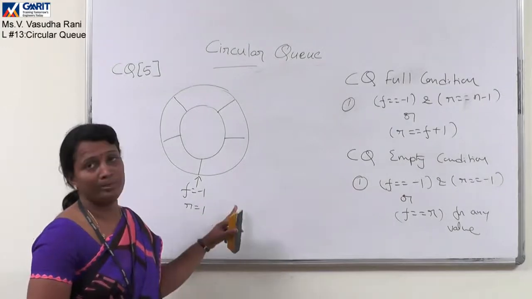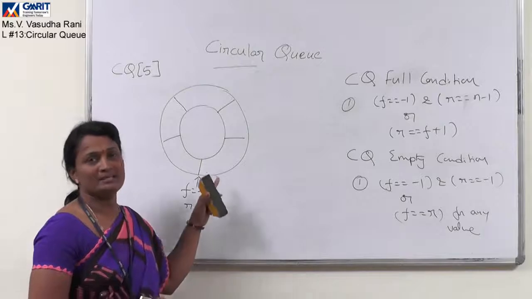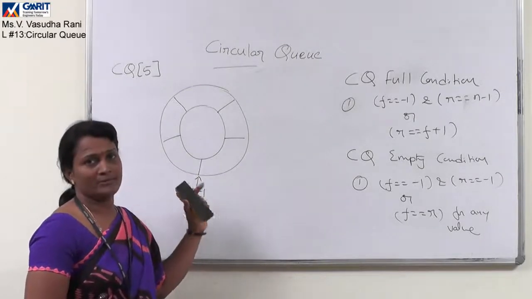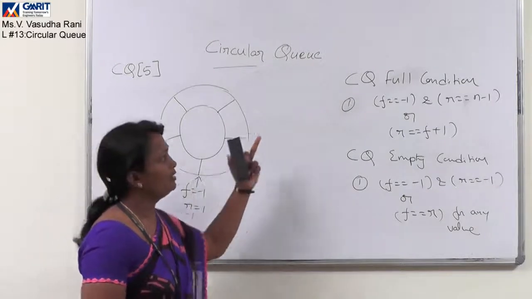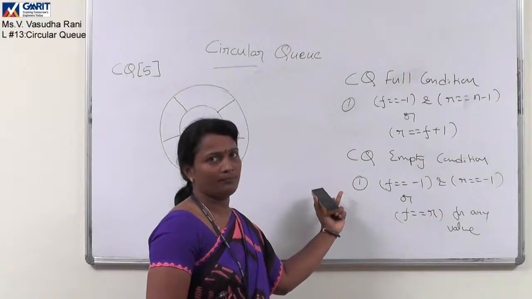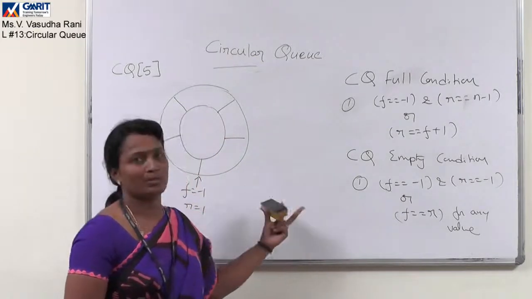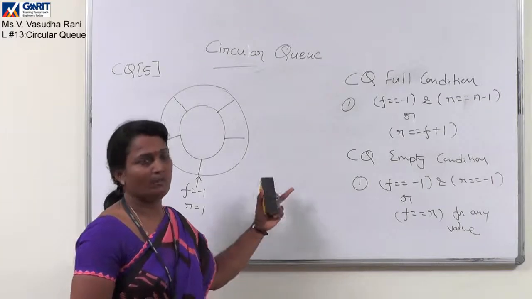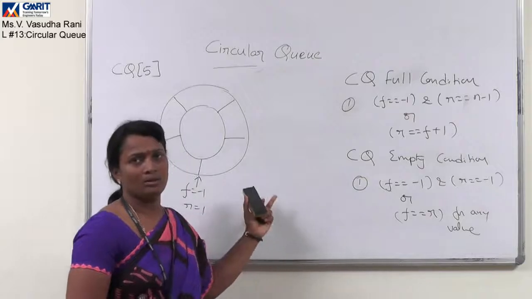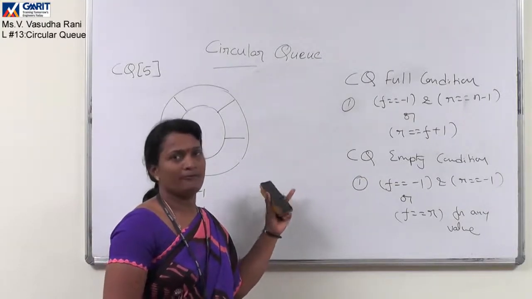To discuss the implementation of circular queue, that is, to write the code for insertion and deletion operations for circular queue, first of all we need to identify the circular queue full condition and the circular queue empty condition. When it is full, what is the condition to be satisfied, and when it is empty, what is the condition to be satisfied? Because when we are writing the circular queue insert code, first of all we have to check whether it is full or not.